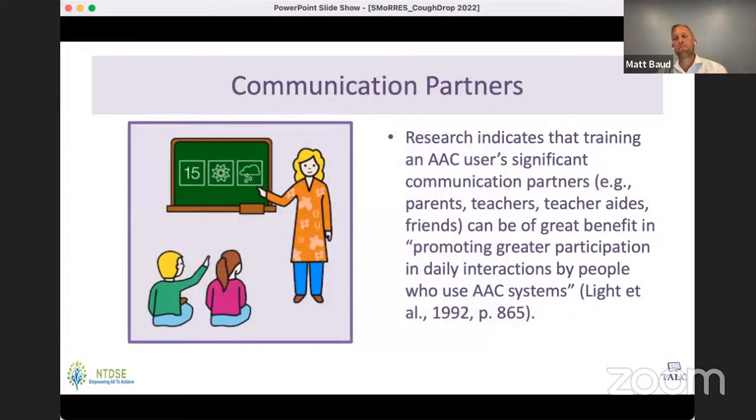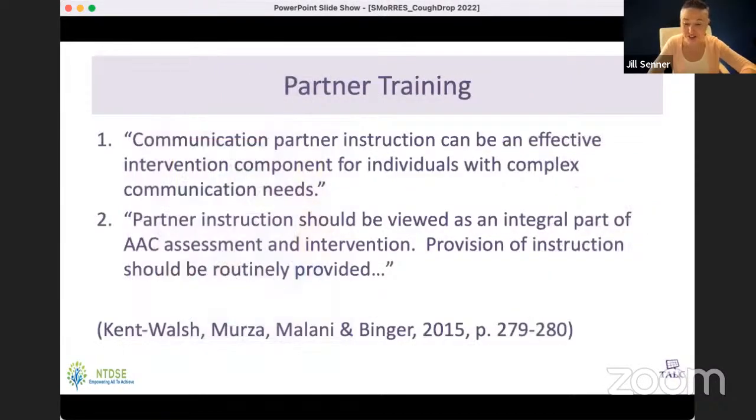There is a growing body of research stating that training your AAC significant communication partners, the parents, the teachers, the paraprofessionals, the related staff, siblings, friends, whoever it may be, can be of great benefit in promoting greater participation in daily interactions by people who use AAC systems. We know there are positive outcomes for our AAC users as well as the partners that we're training. And we're going to talk all about those outcomes in just a moment.